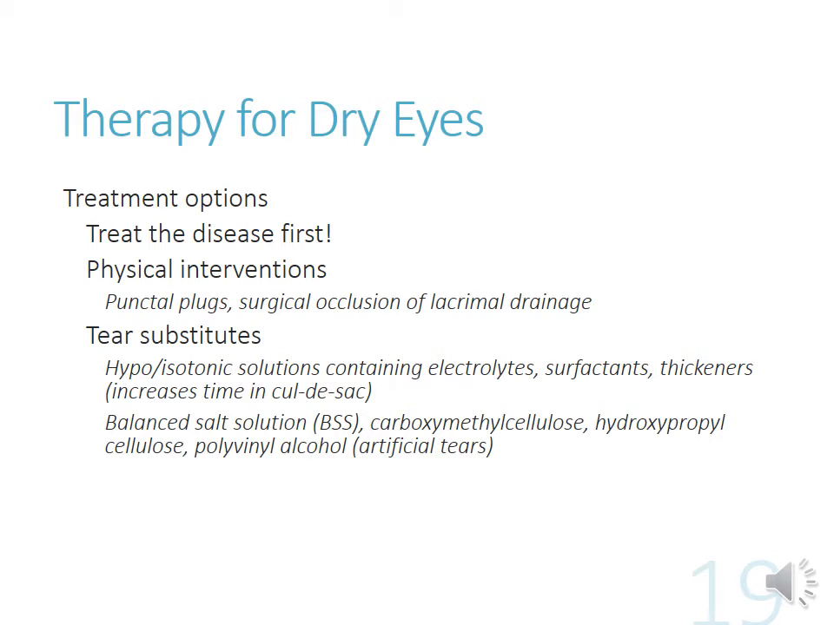These are typically products, either hypotonic or isotonic solutions. They'll contain things like electrolytes, and more importantly, surfactants and thickeners. What this will do is increase the time that it's in the cul-de-sac and increase its contact time with the eye, allowing it to last much longer than normal tears. This is where you see things like balanced salt solution used for the eyes. You can see things like carboxymethylcellulose, hydroxypropylcellulose, and polyvinyl alcohol, which is frequently known as artificial tears. All these different products can be used as tear replacements for patients with more chronic dry eye issues.